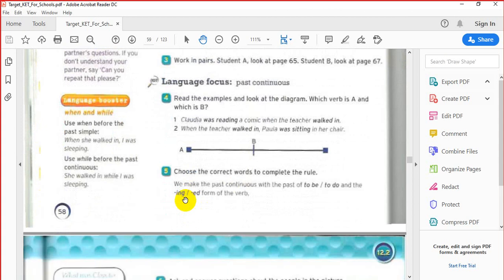Exercise B. Choose the correct words to complete the rule. So here, first, we make the past continuous with the past of to be or to do and the ing or ed form of the verb. Now, how do we make a past continuous sentence? Are we going to use past of to be? What are the past of to be? We use was, were, or to do.